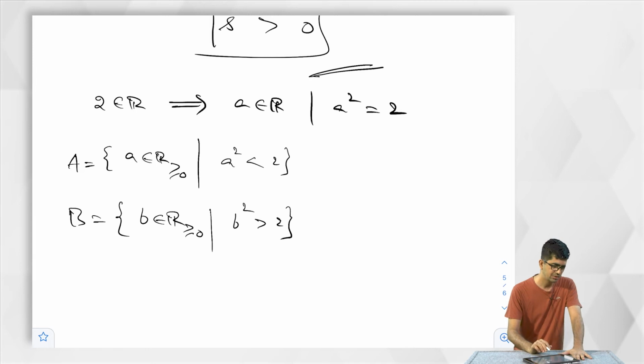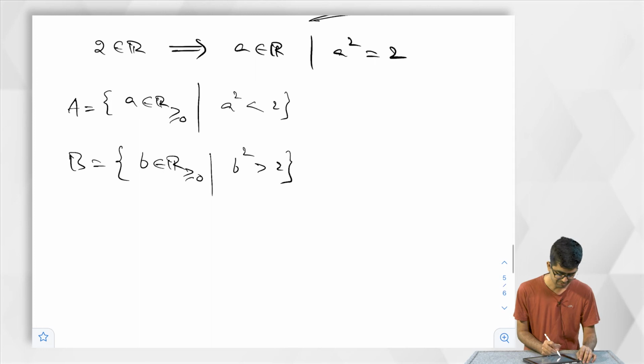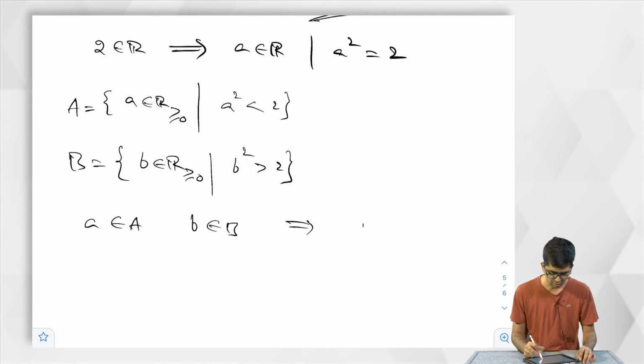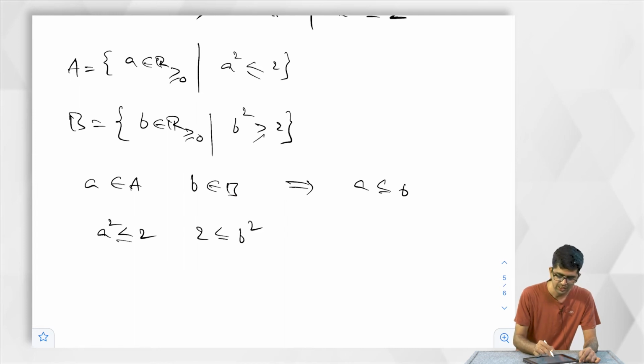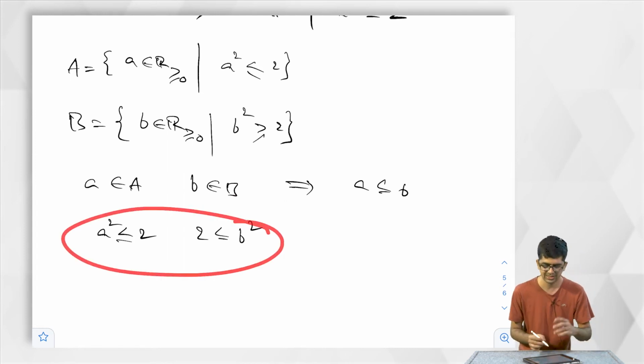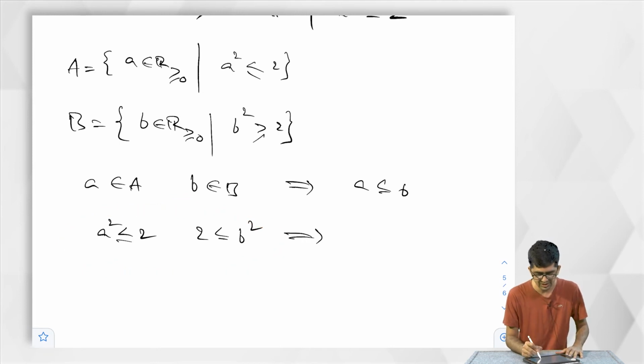So now we were trying to use the completeness property. The first thing to check is, if somebody tells me A is an element of A and B is an element of B, do I always know that A is less than or equal to B? So what does this say? A belongs to A says A square is less than 2, we can put equality or remove the equality, it is okay. B belongs to B says 2 is less than or equal to B square. Once we combine this using the transitivity property, this says A square is less than or equal to B square.